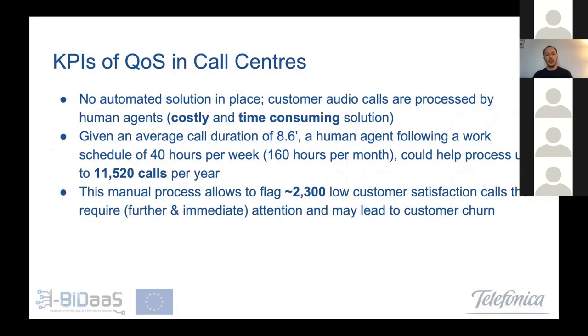So this use case also has very specific KPIs. Currently, there is no automated solution in place, which means that the audio calls are processed by human agents. And as you can understand, this is a very costly and time-consuming solution. To be more precise, if we consider an average call duration of 8.6 minutes, a human agent following a work schedule of 40 hours per week, that is 160 hours per month, could help process up to 11,000 calls per year. And this manual process allows one agent to flag about 2,300 low customer satisfaction calls that require further and immediate attention and can lead to customer churn.